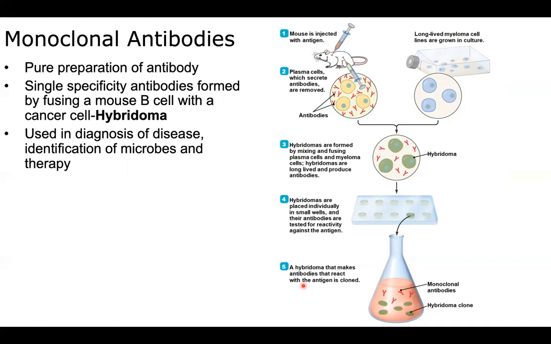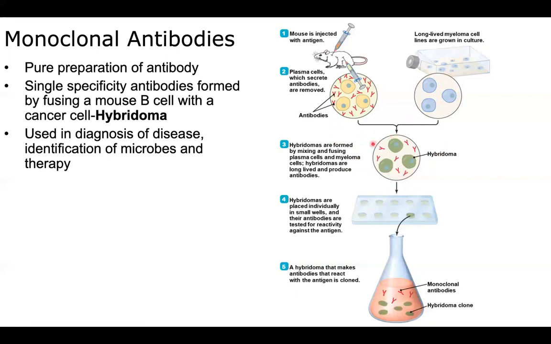So how these are done is you take a mouse and you inject it with an antigen. And just like our bodies, the mouse bodies make antibodies. And then we have these myeloma cell lines that are grown in culture. A myeloma is a kind of cancerous cell line. And a lot of cancer cell lines do this really interesting thing in cell culture where they just grow and grow and grow, and they become immortal, so to speak. And so they have these immortalized cell lines that they mix with the antibodies and they fuse them together.